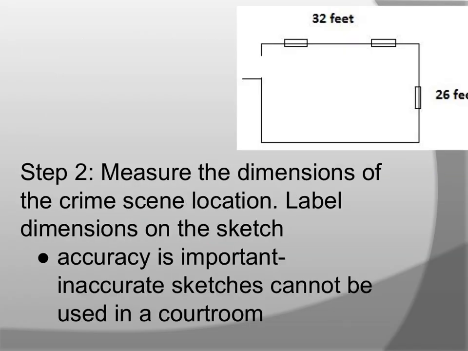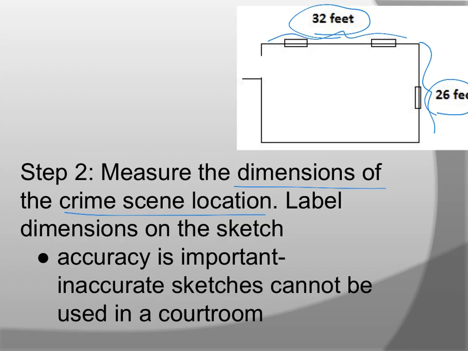You have to draw in those little rectangles to demonstrate that there is a window, because those can often be points of entry. The second step is that you're going to want to measure the dimensions of the crime scene location. So you'll notice here in this example, they have that this length of this wall is 26 feet and this length of this wall is 32 feet, okay? So you want to make sure that you have that, as well as the accurate locations of, let's say, windows within that wall.